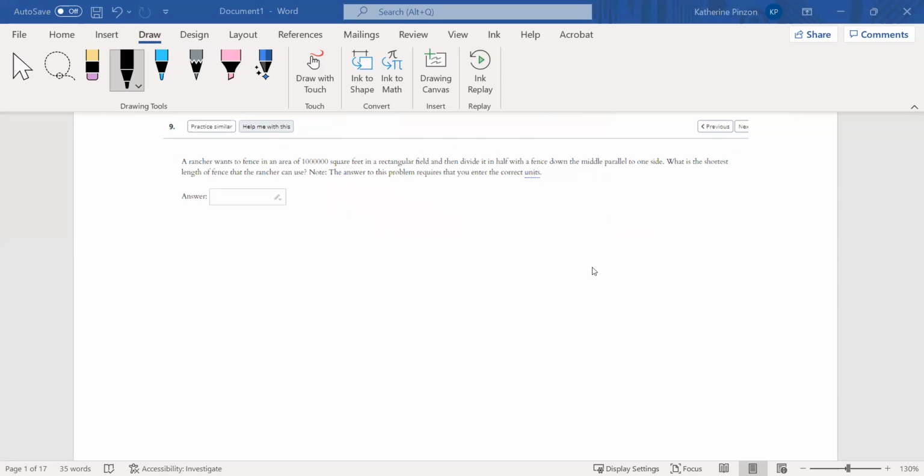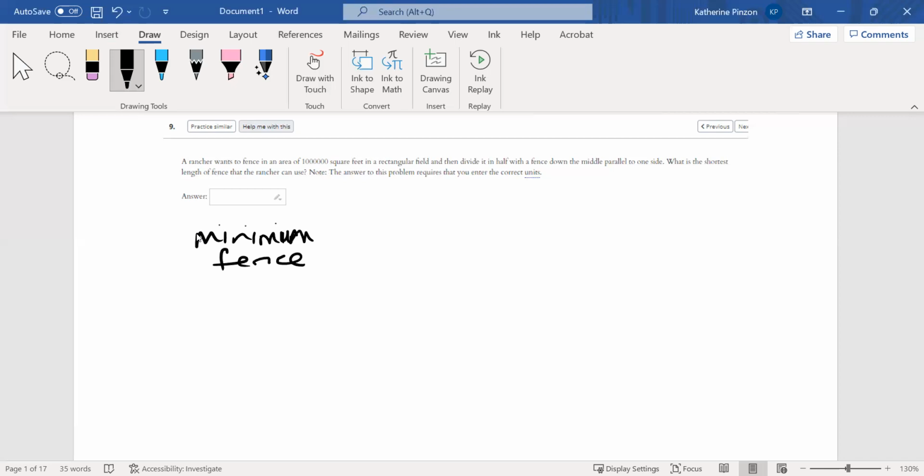A rancher wants to fence in an area of 1 million square feet in a rectangular field and then divide it in half with a fence down the middle parallel to one side. What is the shortest length of fence that the rancher can use? So shortest means maximum or minimum? Minimize. Minimum fence.